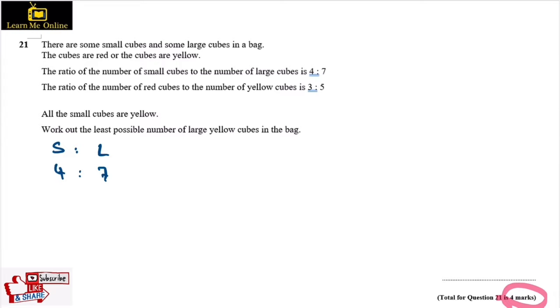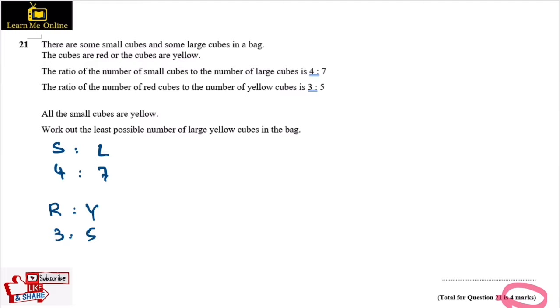The next is the ratio of the number of red cubes to the number of yellow cubes. It is 3:5. This is the next piece of information. All the small cubes are yellow. Work out the least possible number of large yellow cubes in the bag. So it's not a simple, straightforward question because we have a lot of information given.